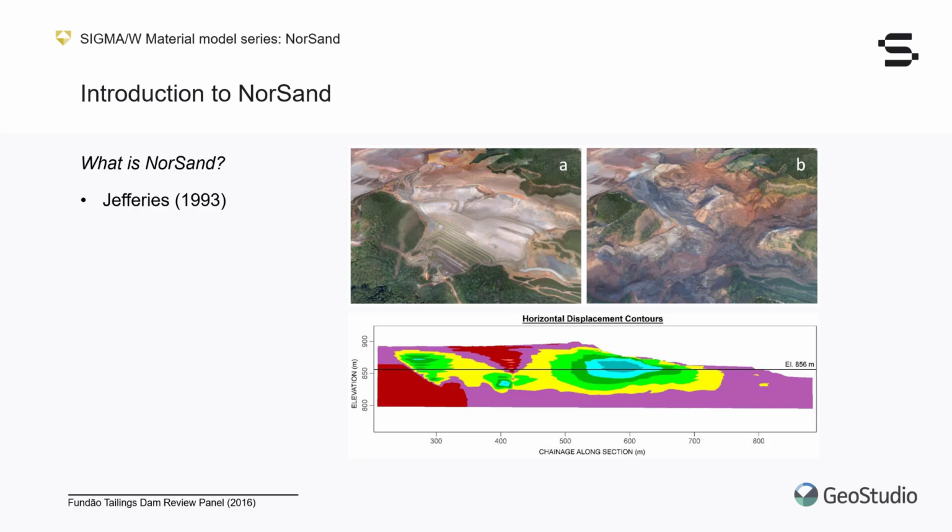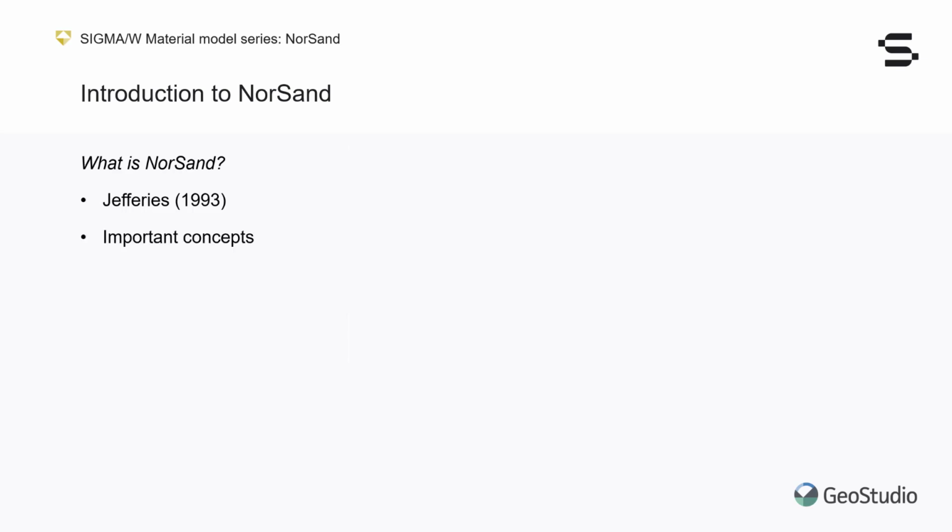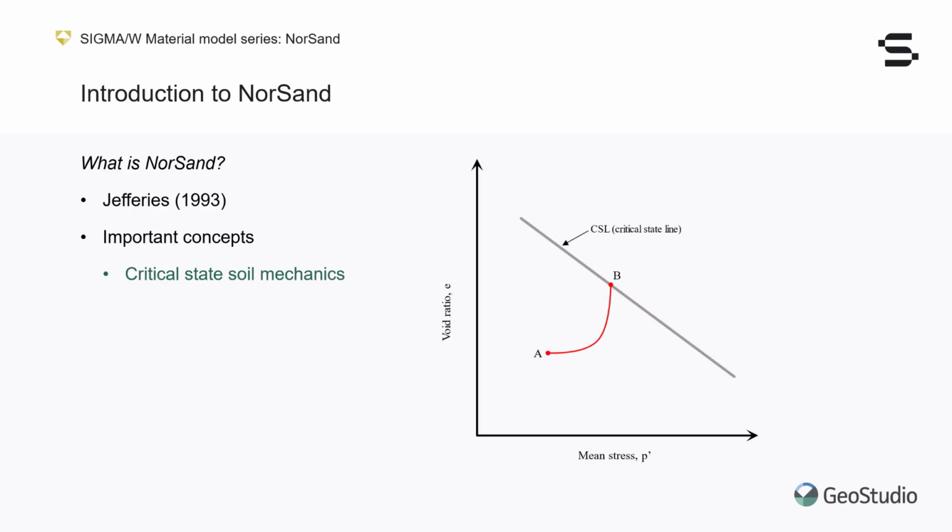NorSand was effectively used by the Fundao Tailings Dam Review Panel in 2016 to investigate the possible causes of failure of the Fundao Dam, built using a varied and complex array of soil materials, showcasing NorSand's flexibility. NorSand is a soil model based on critical state soil mechanics. Very briefly, this theory stipulates that as a soil is sheared, for example from point A to point B on this figure, it will move toward its critical state, a unique point in mean effective stress, deviatoric stress, void ratio space, where it will undergo very large shear deformation for any small shear stress increment.